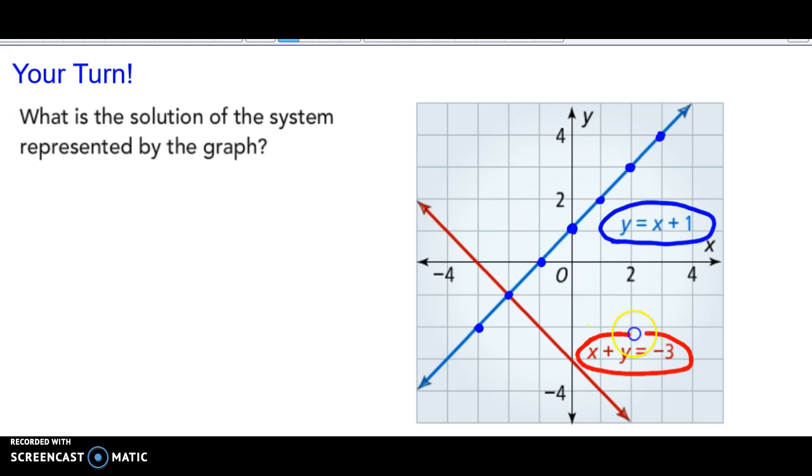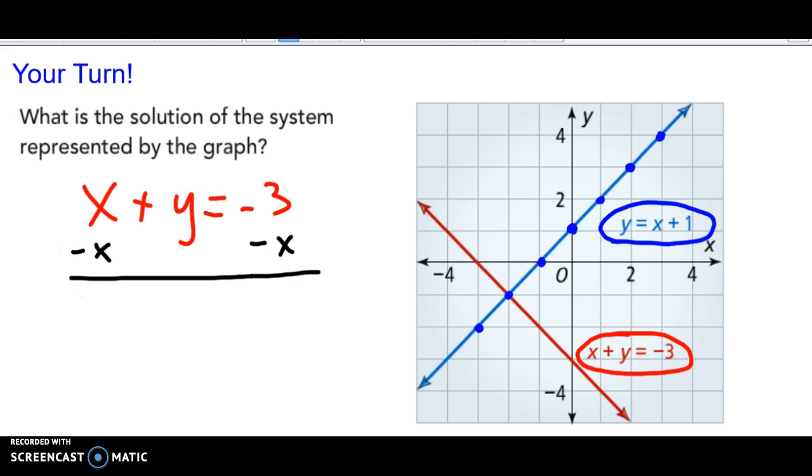Let's look at the other line in my system. x plus y equals negative 3. This is no good because it is not in slope-intercept form. So I want to put it in slope-intercept form by solving for y. Let's get y by itself. To do that, I need to get rid of the x, which I can do by subtracting x from both sides. x minus x is 0, so I'm left with this positive y. And over here, I have a negative 3 and a negative x. So I'm going to write these in this order, minus x minus 3, because that is my slope-intercept form.